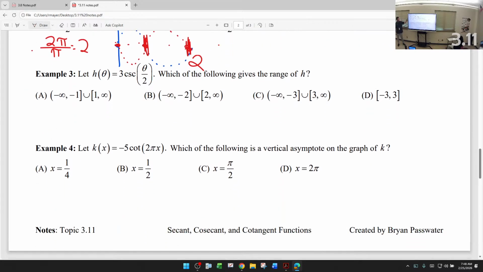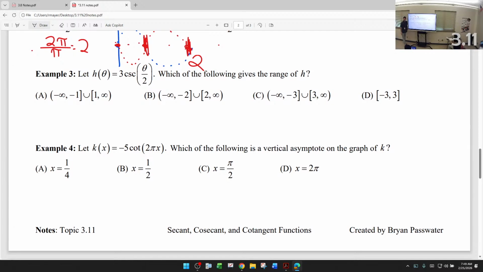Let h of theta be 3 cosecant. Which of the following gives the range? Different question. Cosecant goes with sine, but I don't think it even matters because the range is the same for sine and cosine as well as secant and cosecant. So you can miss some of this stuff and still get it right.